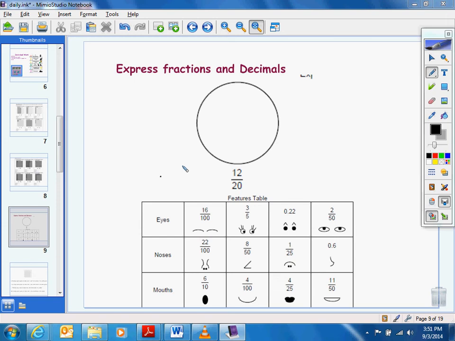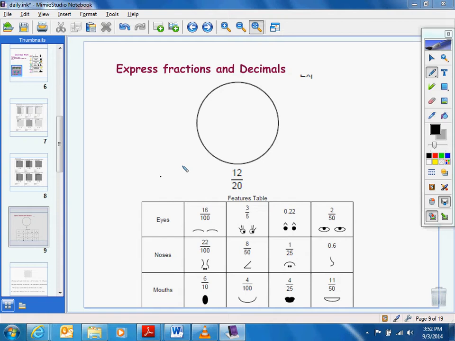Hi guys. I just wanted to remind you of what you're supposed to do today and how everything works. This is part of what will be coming home today as homework. You've got 4 of these empty spaces that your job is to fill up with 1 set of eyes, 1 nose, and 1 mouth.